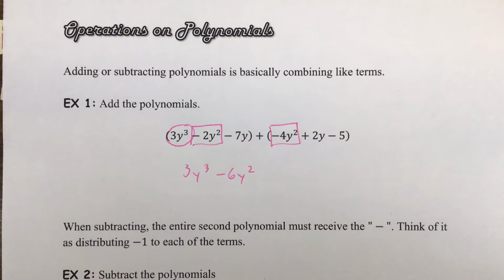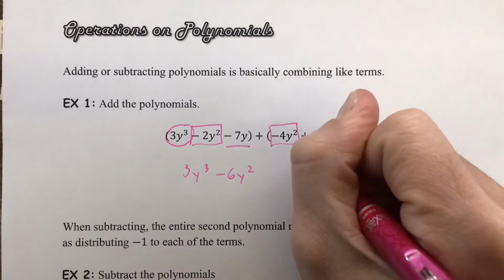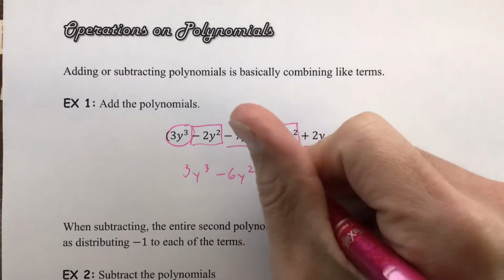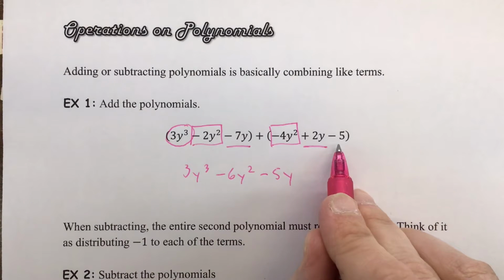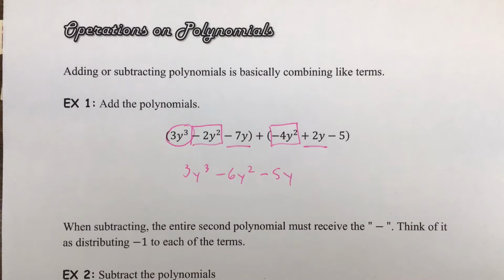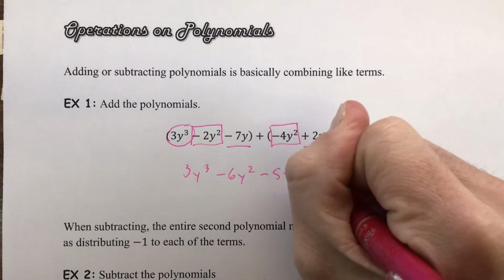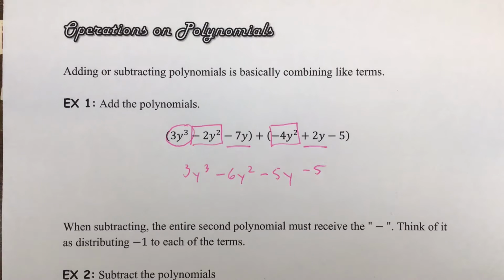We then move to the linear terms. We have here and here. Together, that will give you negative 5y. And last, we have a constant, which is easy to identify as the last item because everything else has been circled, boxed, or underlined. And that's it.